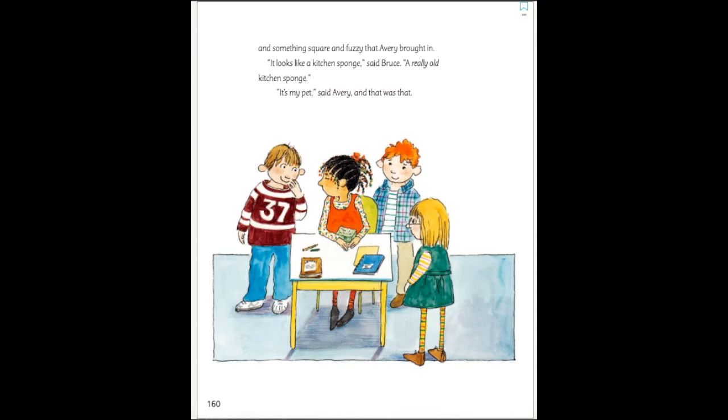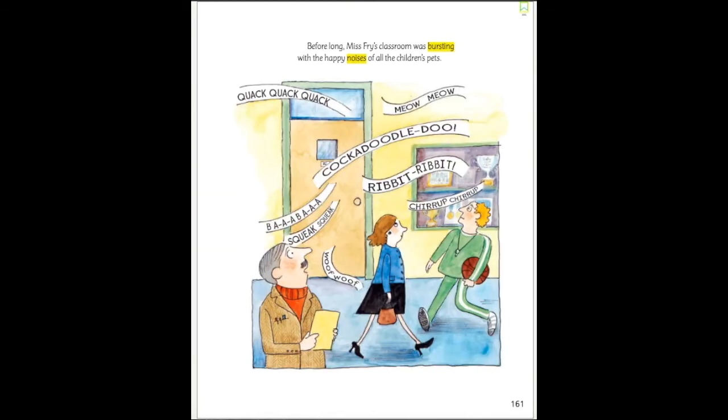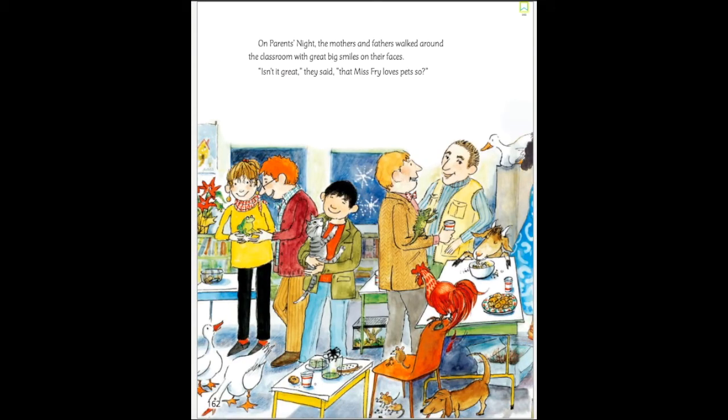And something square and fuzzy that Avery brought in. "It looks like a kitchen sponge," said Bruce. "A really old kitchen sponge." "It's my pet," said Avery. And that was that. Before long, Miss Fry's classroom was bursting with the happy noises of all the children's pets. On Parents' Night, the mothers and fathers walked around the classroom with great big smiles on their faces. "Isn't it great," they said, "that Miss Fry loves pets so?"